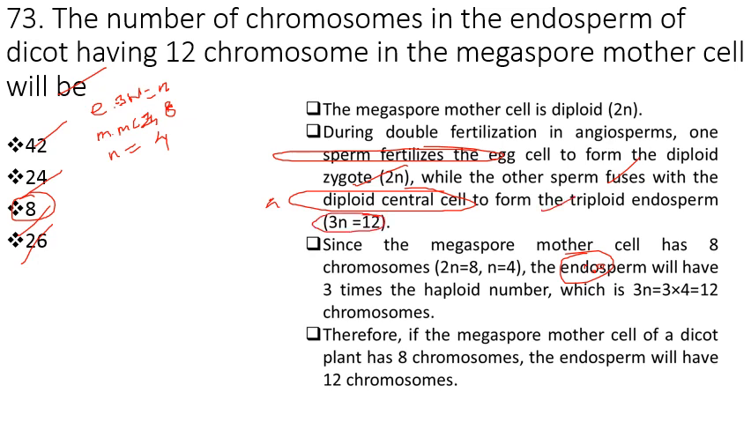Since the megaspore mother cell has 8 chromosomes, that is 2n is equal to 8, and the haploid chromosome number n is equal to 4, the endosperm will have 3 times the haploid chromosome number, that is triploid, so 3n is equal to 3 into 4, that is 12. So it means this megaspore mother cell of the dicot plant has 8 chromosomes and the endosperm will have 12 chromosomes. This is the right answer.